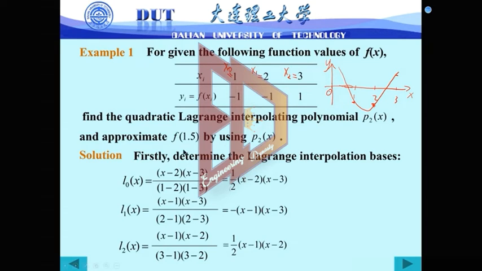For each basis, multiply by the function value one by one and compute the summation. Then we obtain P2(x). So P2 should be y0 multiply L0(x) plus y1 multiply L1(x) plus y2 multiply L2(x). Here y0 is minus 1, so minus 1 multiply L0. y1 is minus 1, so another minus 1 multiply L1. And y2 should be 1, so multiply this function. Then compute the summation.